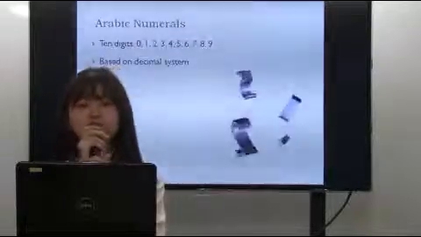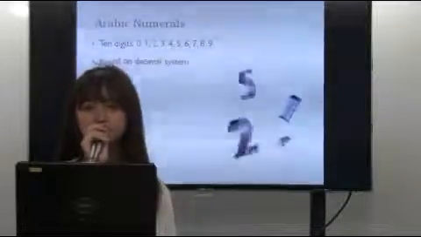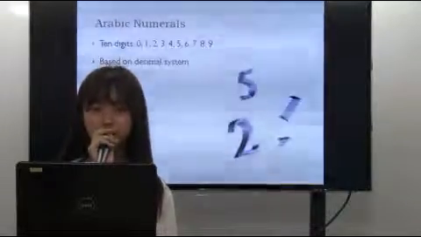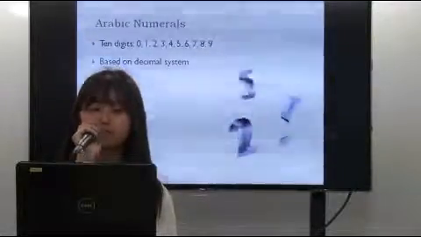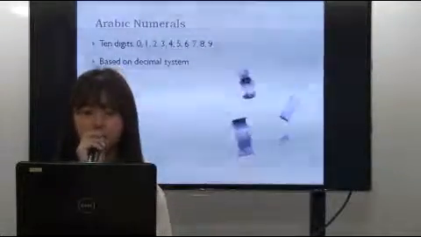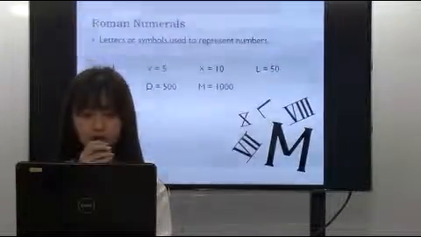I'd like to talk about understanding numbers. The numerals we use today are called Arabic numerals. They are the 10 digits 0, 1, 2, 3, 4, 5, 6, 7, 8, and 9. The Arabic numerals are based on the decimal system, but sometimes we encounter Roman numerals.